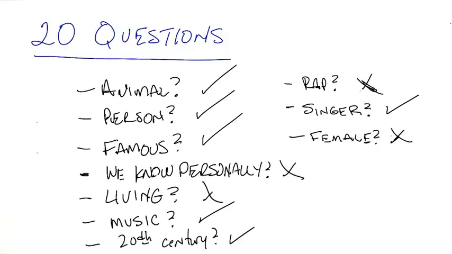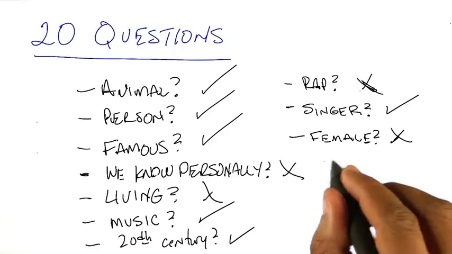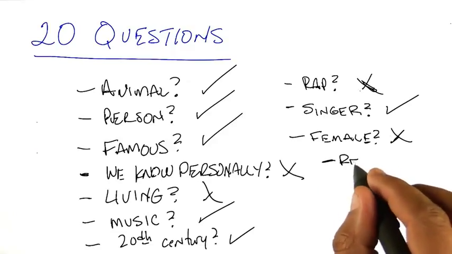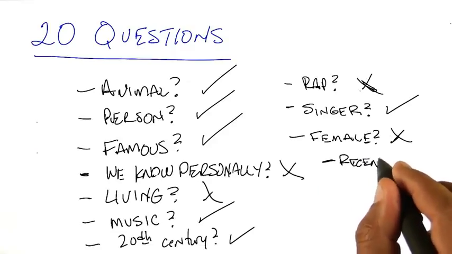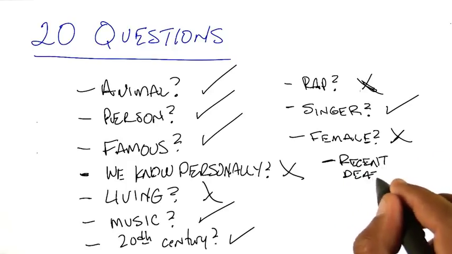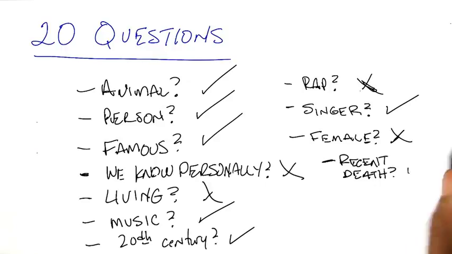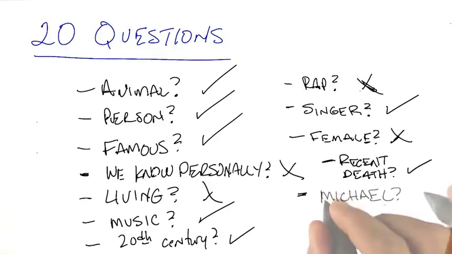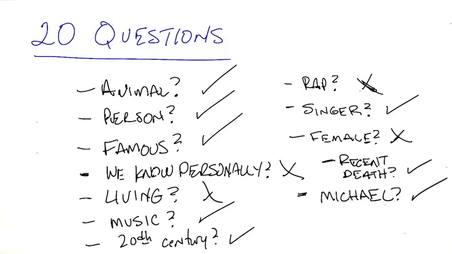That's 10 questions, Michael. Yes, the clock is ticking down, but I feel like I have narrowed it down quite a bit at this point. Did the person die since you've become a professor? So, say in the last, how long have you been a professor? Forever, it sounds like. Feels like. Let's see. Recent death. And I'm going to say the answer is yes. Is the person's name Michael? The answer is yes.